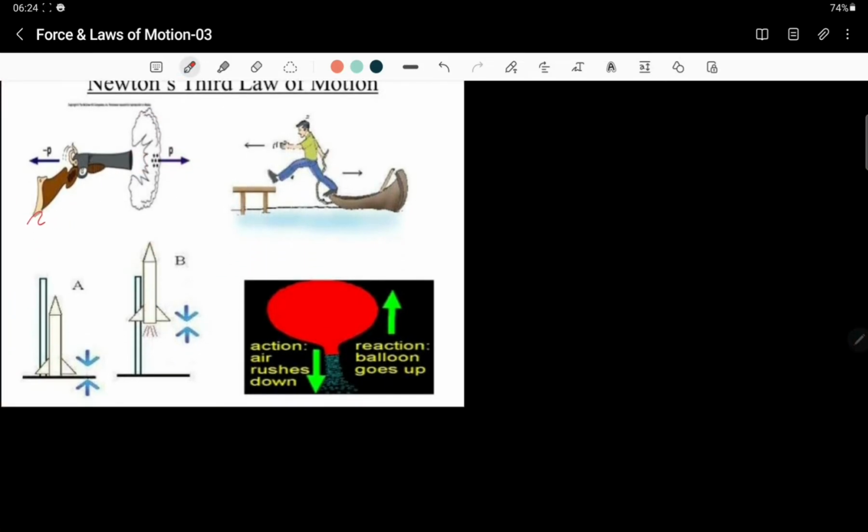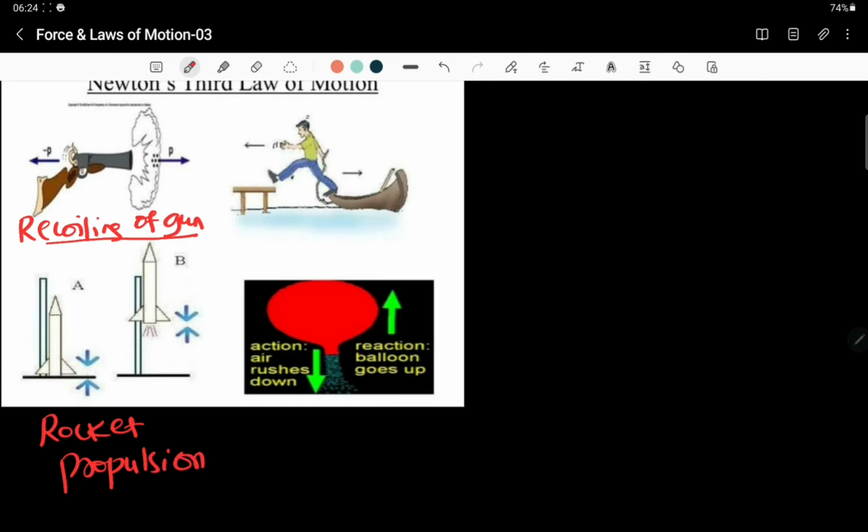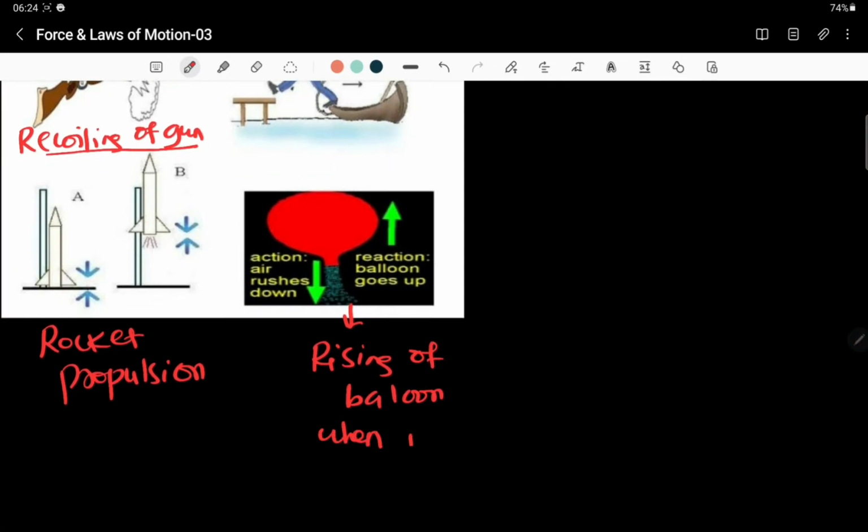So what is this? This one is the recoiling of a gun, and this one is rocket propulsion. Just to revise, I have written all those things here. And this is the rising of a balloon when its mouth is opened. Correct? So that is also an example.